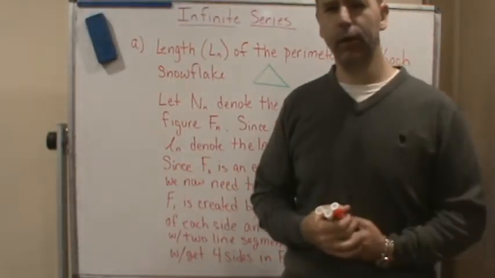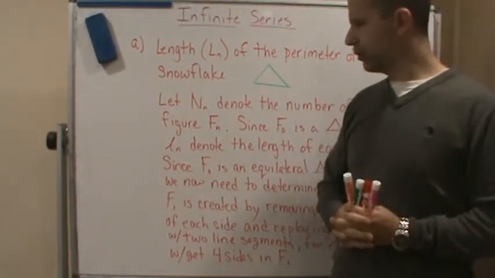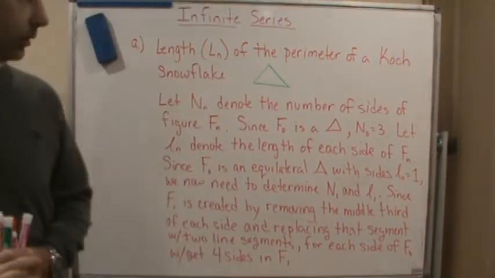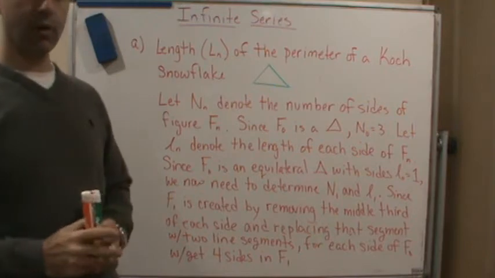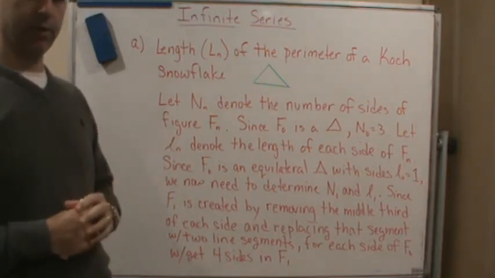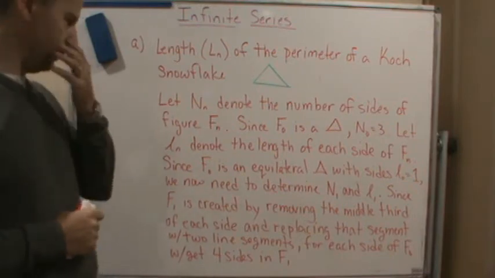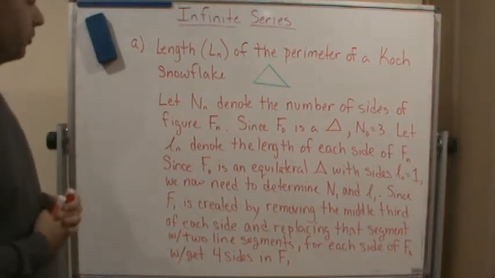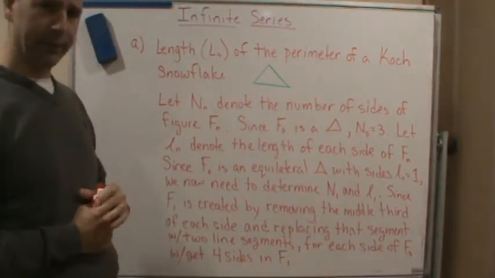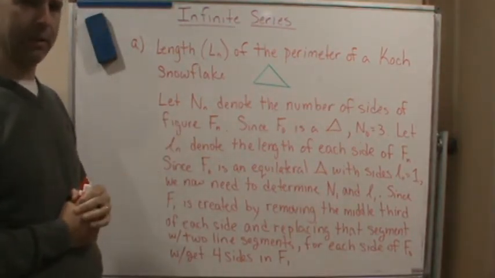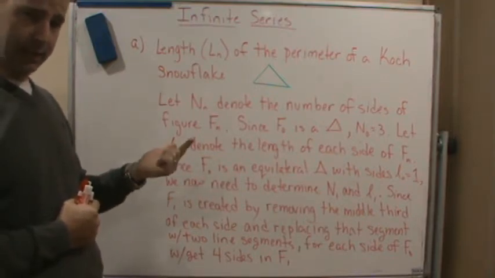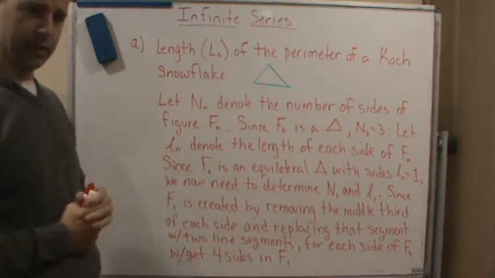Okay, so welcome back. Now, we start in this video talking about the perimeter, finding the length of the perimeter of the Koch snowflake. And so we're going to start by looking at the perimeter of the F sub n snowflake. Okay, and then we're going to take the limit of that. So let's go through and see what we can pick up from our investigation of what happens with the figure and the number of sides and the length of each side.